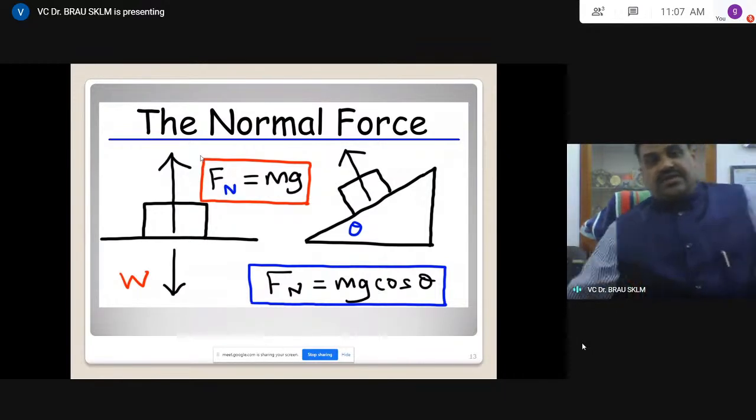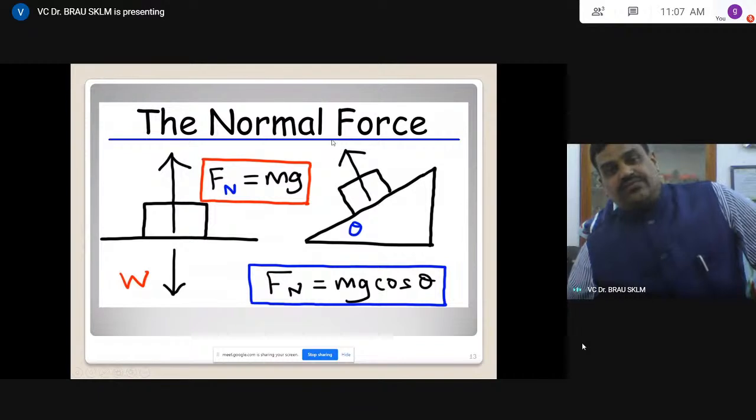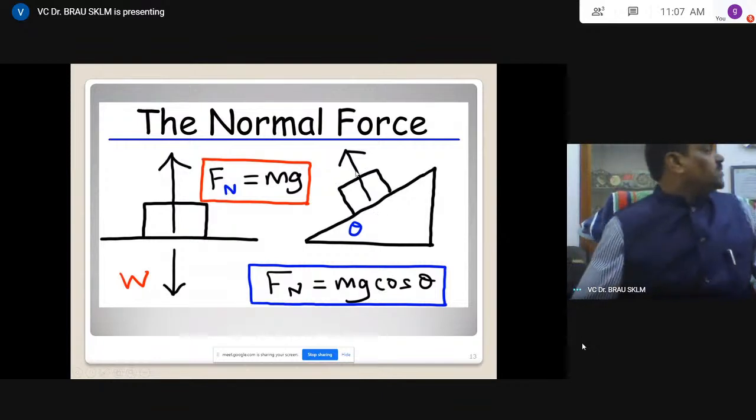Whereas here in this case, this is Fn, and the weight is acting downwards, because the angle between the two is theta. The vertical axis downwards is perpendicular to this line, which is perpendicular to the inclined surface, so the angle between the two is also theta. The weight components are W cos theta perpendicular to the plane, and W sin theta along the inclined plane. That means W cos theta, that is mg cos theta, is equal to the normal force.